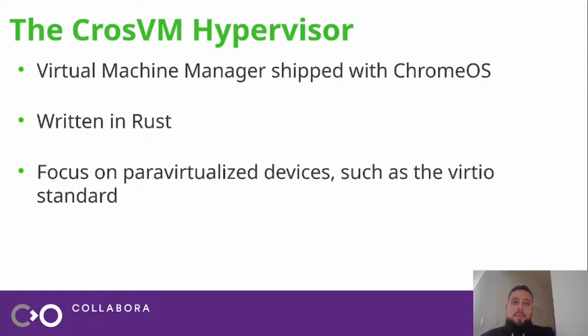Which brings us to the topic of the Crosvm hypervisor. So the Crosvm hypervisor is a virtual machine manager shipped with Chrome OS, and it's written in Rust, and the focus of Crosvm is on para-virtualized devices, such as the devices using the Virtio standard. And this is also because of the objectives that we talked about in some previous slide, which was to have seamless integration. So Virtio video really helps with that, because it really helps with improving throughput.